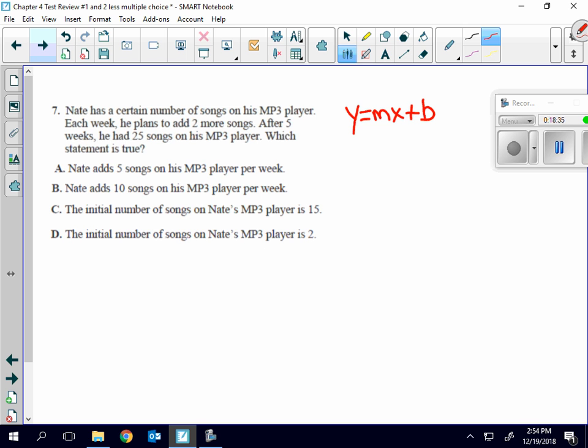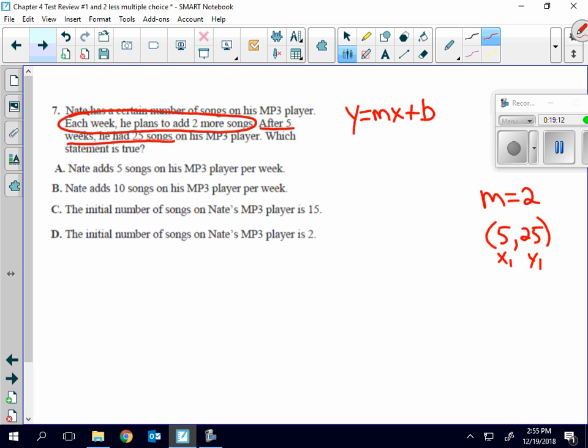But we do know each week he plans to add 2 more songs. When we use that keyword each, we know we're talking about the slope. So we know the m is 2. And we also know a point because after 5 weeks, he had 25 songs. So that is our point (5, 25). And we can use this to find our equation, and that will help us solve this. So this is our x1, y1.